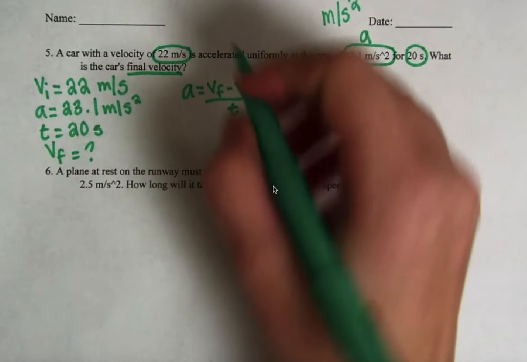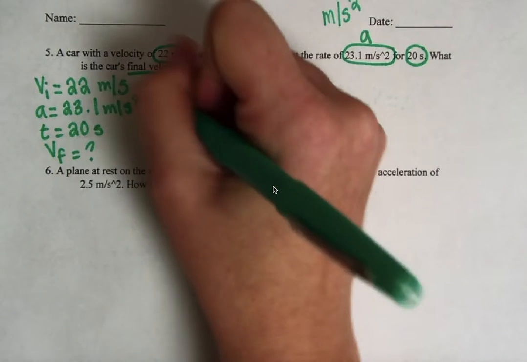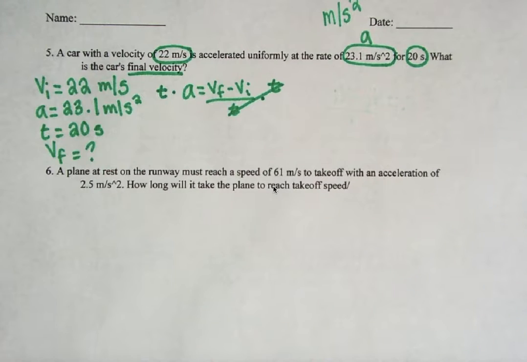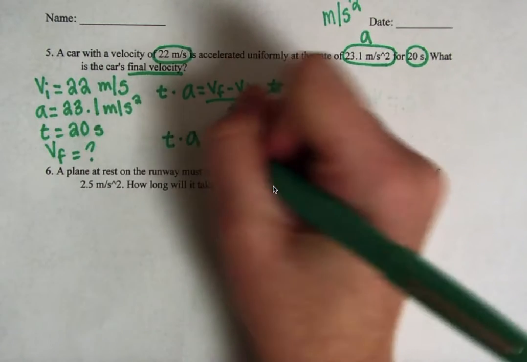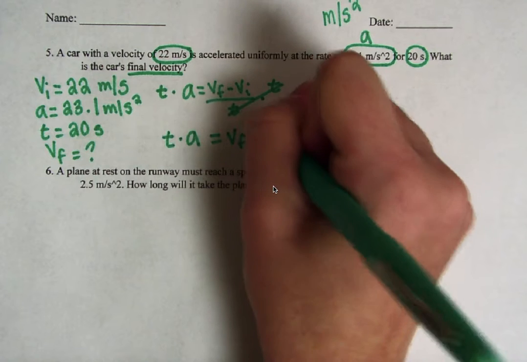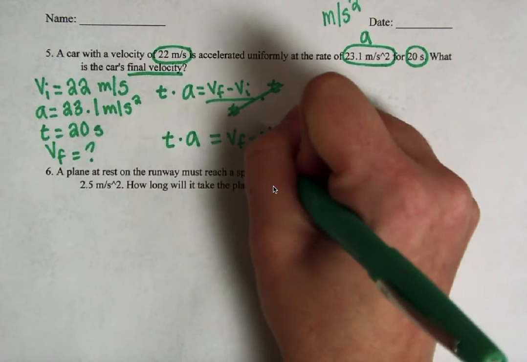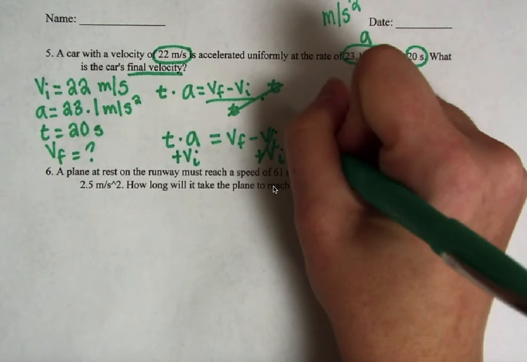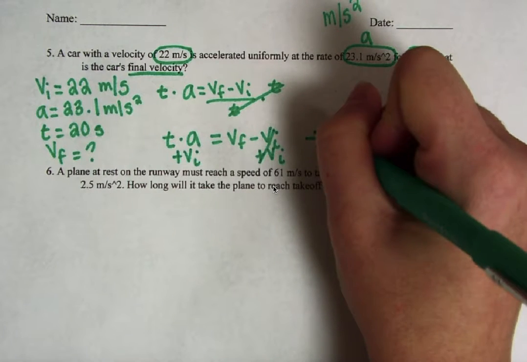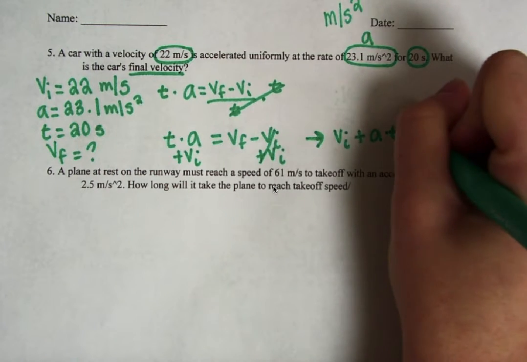So to cancel out this t, we're going to do the opposite, or the inverse, which would be multiplying by t. That would cancel it here on our right side. And on the left, remember you have to multiply because it's all about balance. So we're going to end up with an equation that looks like t times a equals VF minus VI. Alright, and keep in mind we're trying to get VF by itself. So the next step to get VF by itself is to add VI to both sides, because you have to do the opposite. And so that should give us an equation that looks like VI plus A times time, or T, equals VF.